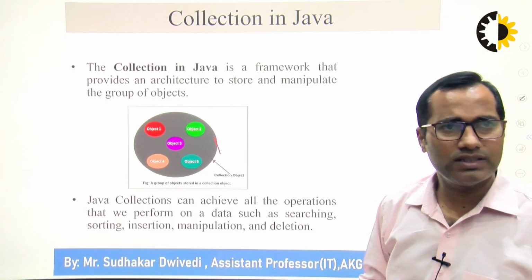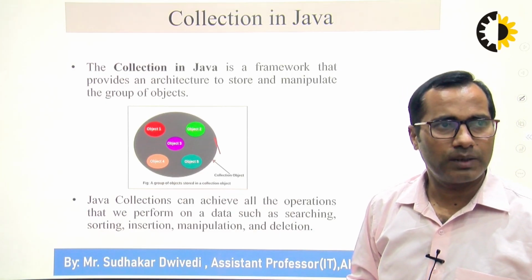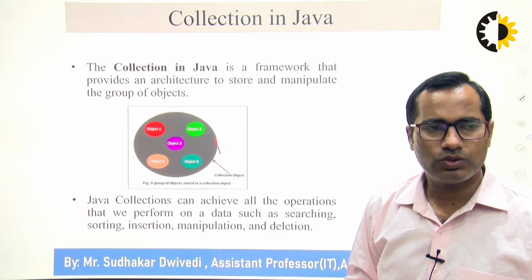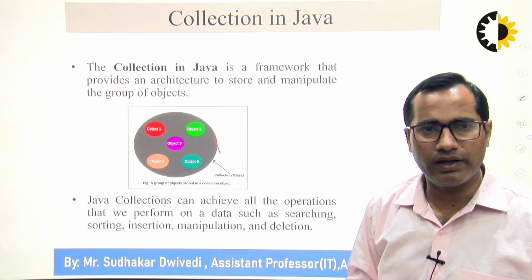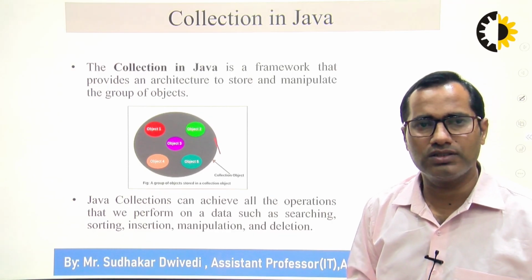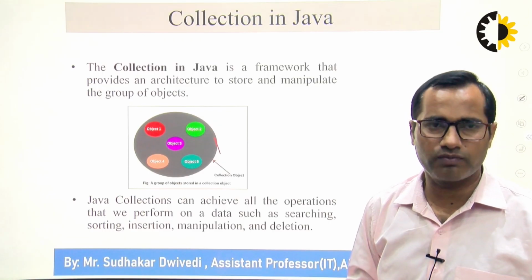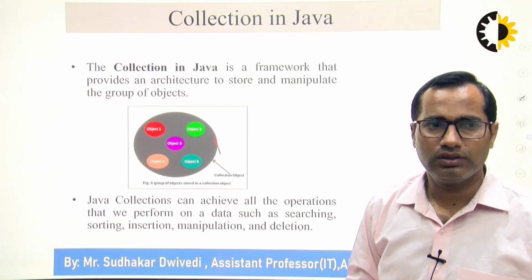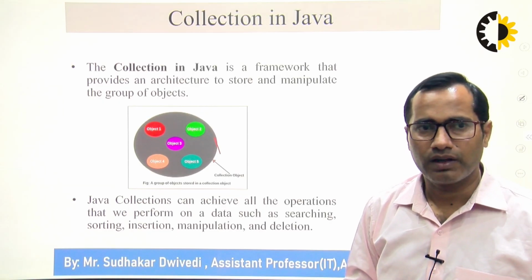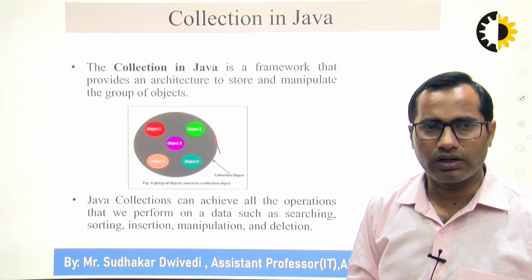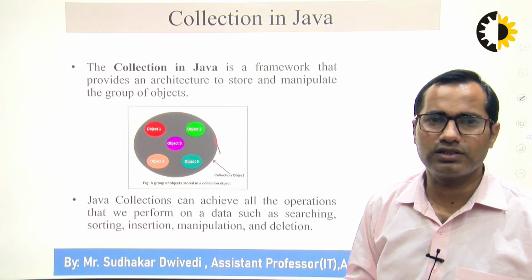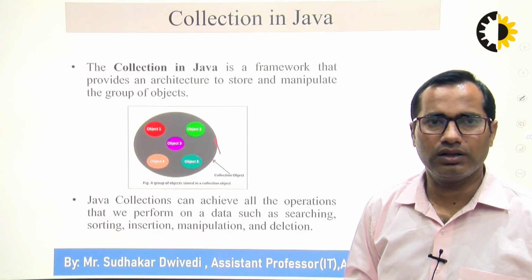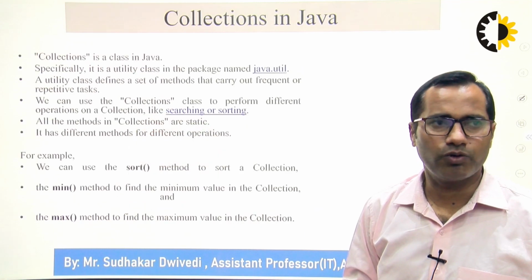So collection in Java is a framework that provides an architecture to store and manipulate a group of objects. If we want to manipulate or perform some operations on a group of objects, we can use this type of collection framework. Java collections can achieve all the operations that we perform on data, like searching, sorting, insertion, deletion, all the types of operations that we need to perform regularly on data structures. All these operations are easily provided by the collection framework.